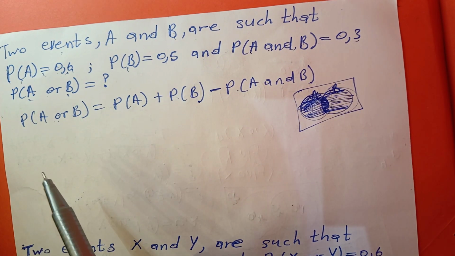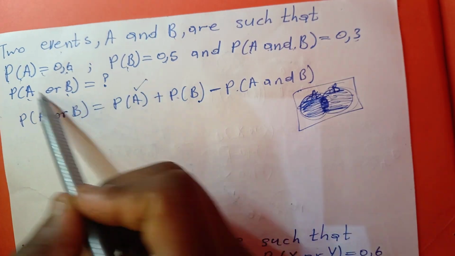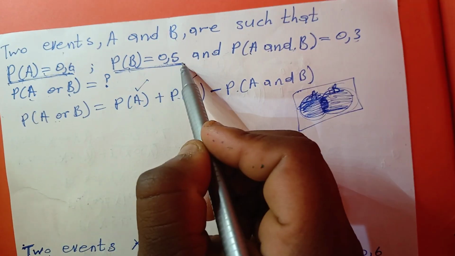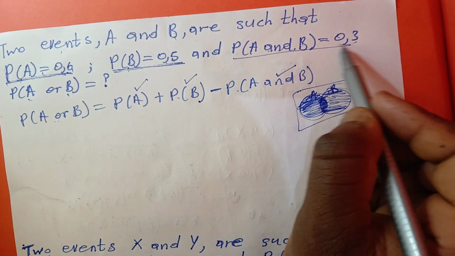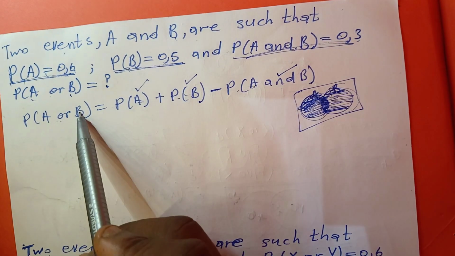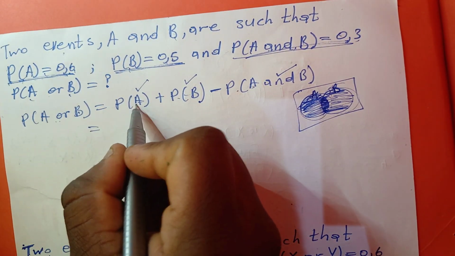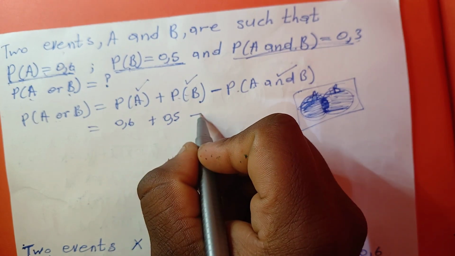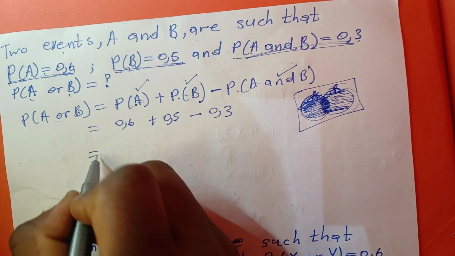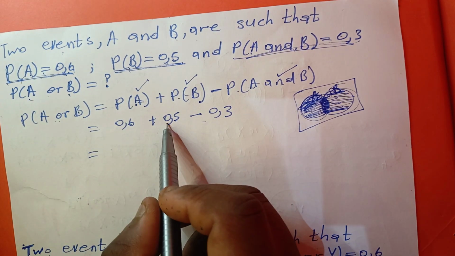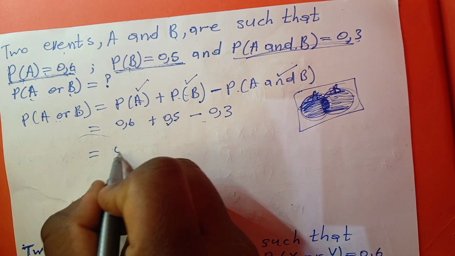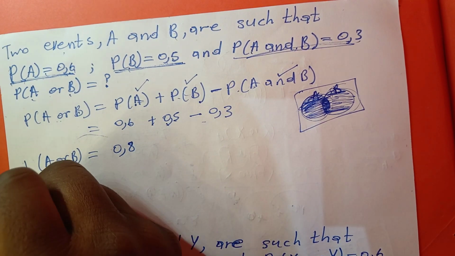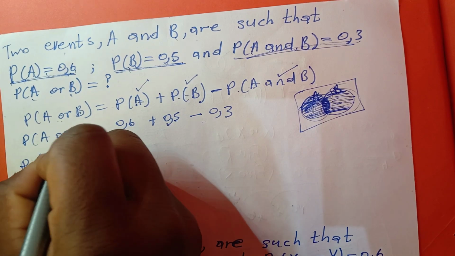So now what I want you to notice is that we have this thing given, and we have this one also given, and even this one we are given. Meaning here we just substitute to get what we need. So when we substitute here, it's 0.6 plus 0.5 minus 0.3. When you punch this in your calculator, you will get what? 0.8. That is the probability of A or B.